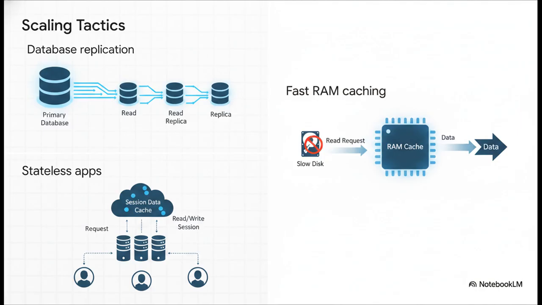First up, database replication. You split your traffic, sending all your data modifications to a primary database, while multiple replicas handle all the read queries. Second is caching. This means moving frequently accessed data into lightning-fast RAM to completely avoid slow mechanical disk lookups. And third, stateless architecture. You must move user sessions out of individual server memory and into an external cache.